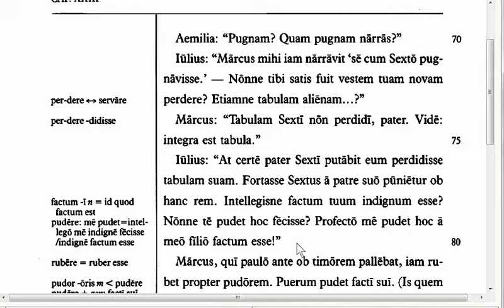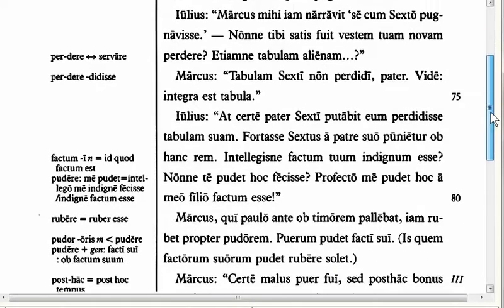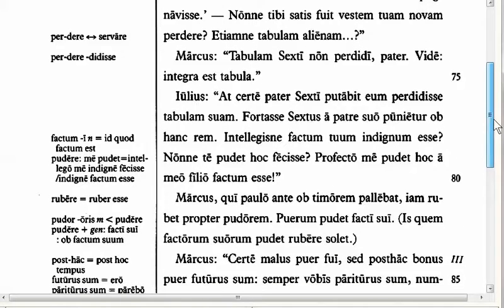Pudet, here we see in the margin, pudere, to be shameful, or to shame. Me pudet, I am ashamed, or it shames me. This me here, the accusative, is the object of pudet. You'll see in line 82 the same construction, but with the genitive of the thing that is causing the shame. So let's just translate that, and then I'll talk about the form.